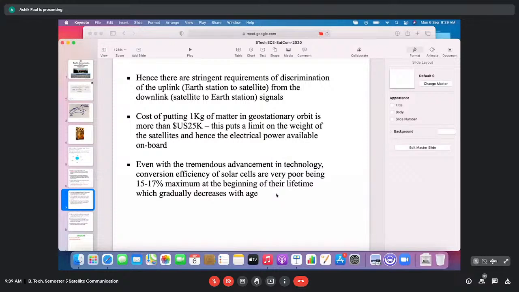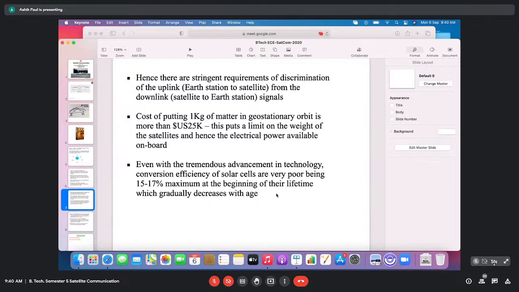Because once you put a communication satellite in orbit, you expect it to perform for at least 8 to 10 years. Only then do you have some kind of revenue generation from that. Before that time, it is only trying to reach a stage of break even. That means the amount of money that you have put into the development and launching of that satellite has to be recovered. And only after some years can the manufacturer think of getting some profit out of that satellite.